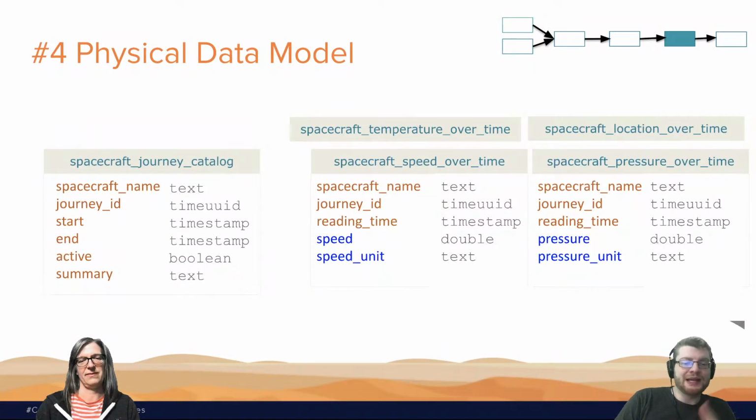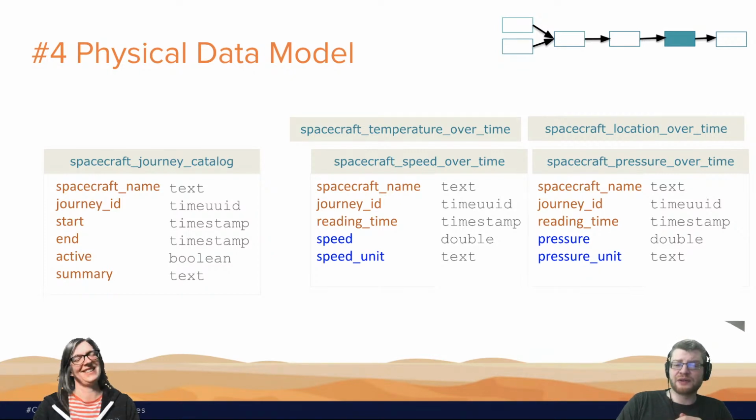All right, so we've got start time and end time, which are both going to be timestamps. We've got active, which is a Boolean, so basically true, false. And then summary, which is, of course, another text. So that's probably a short little paragraph of went here, did that, came home, that sort of thing.